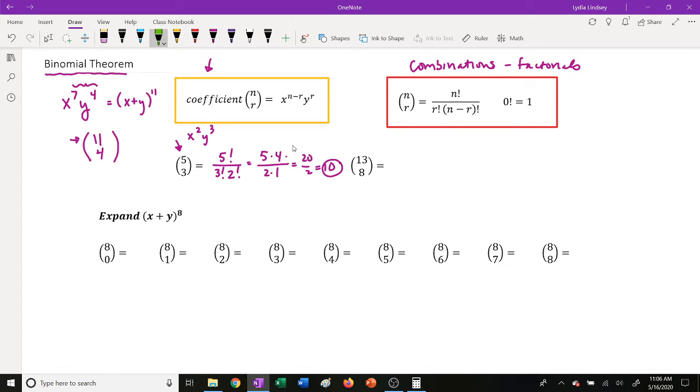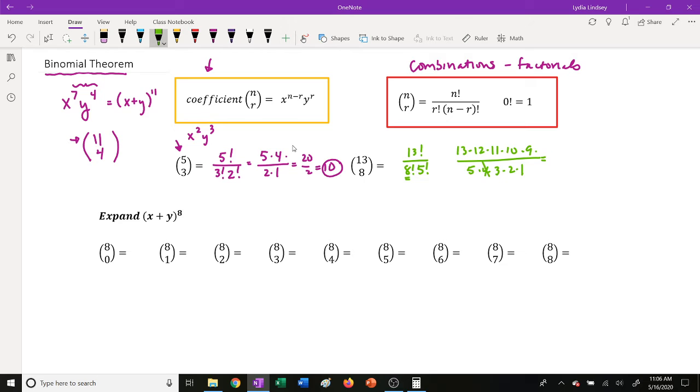Let's do another one. So if I have 13 over 8, I will do 13 factorial over 8 factorial, 5 factorial, and I'm going to stop at the largest one. So I go 13, 12, 11, 10, 9, stop, and 5, 4, 3, 2, 1. And if you've watched my video on this, I'm a little stubborn. I like to eliminate as much as I can, so it's just easier to work with.